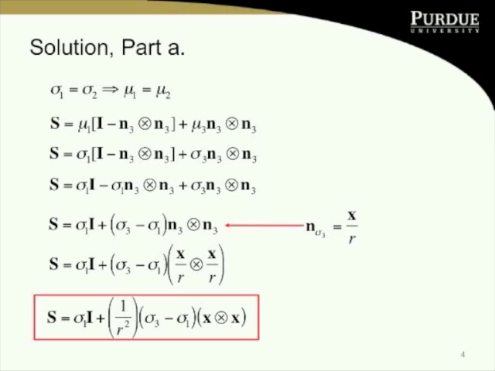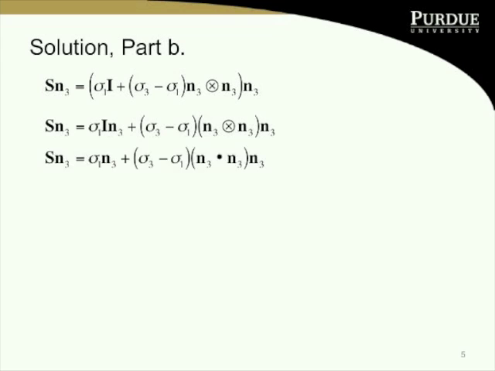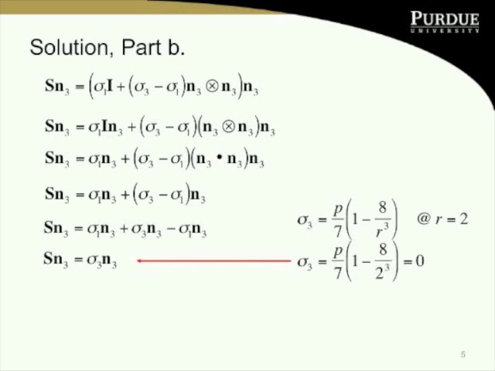And we come out with our stress tensor S. For part B, we're asked to prove that the outside surface of the sphere is traction-free. And we know that we can find that traction by multiplying our stress tensor S by the normal vector n, which is exactly what we do here. We're rearranging and canceling out terms as we know that we can, and we're left with sigma 3 n3. We know that we're interested in the outside surface, which is the radius of 2, so we plug 2 in for our r value, come out with sigma 3 equals 0, and we know that the traction at that point is 0 as well.